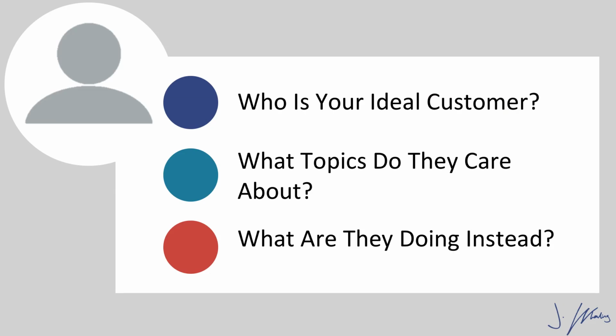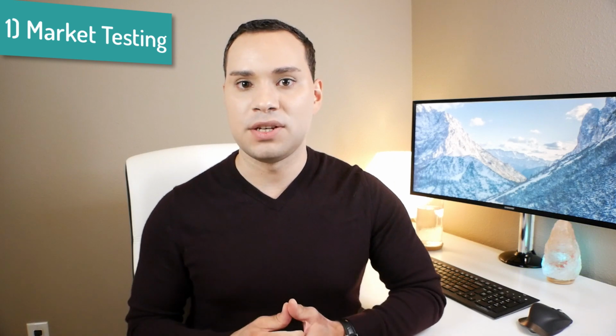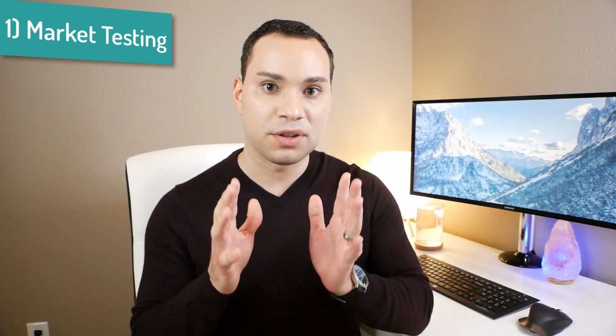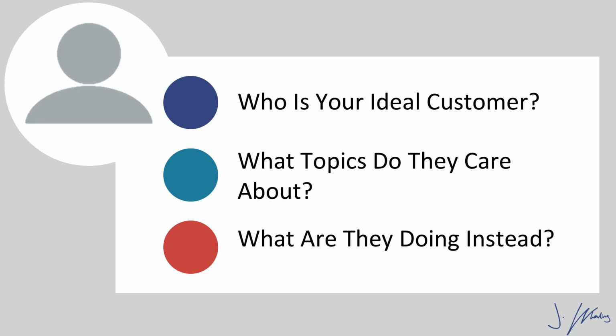So here are the 3 main questions to ask, and then we'll dive into all 7 of these questions. So the first one we have here is, who is your ideal customer? What topics do they care about? And of course, what are they doing instead? Because your ideal customers and prospects are doing something right now instead of engaging with your content, instead of reading your emails, instead of buying your products and services.